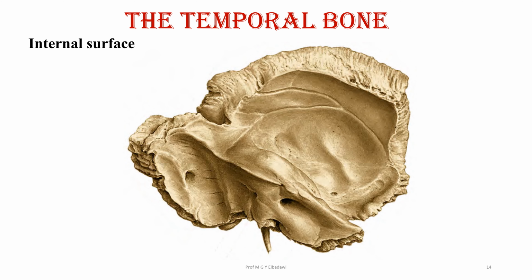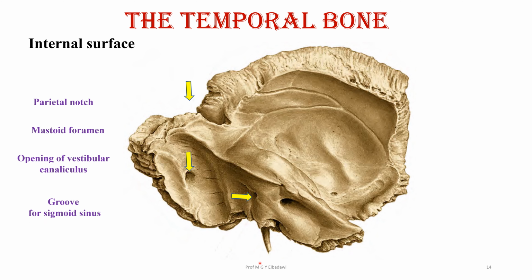If you go to the inner or internal surface of the temporal bone, we have here the main features. That is the parietal notch, the articulation with the parietal bone. And this is what we call the mastoid foramen. It transmits an emissary vein which can communicate with the venous sinuses inside the skull. And this is the opening of the vestibular canaliculus here, with the vestibular process in the inner ear. And this is a groove for the sigmoid sinus, where that emissary vein from the mastoid foramen can communicate with the sigmoid sinus, which will end up forming the internal jugular vein.